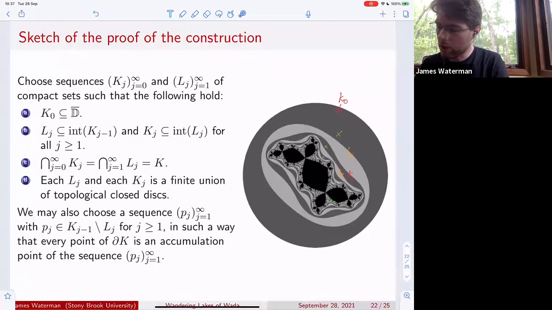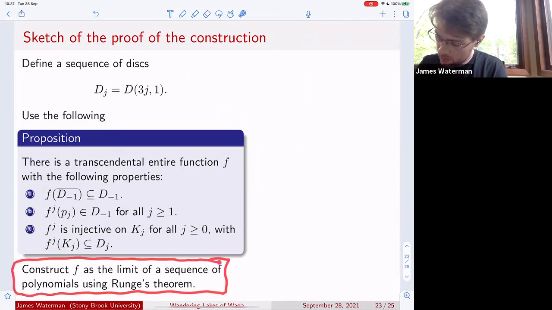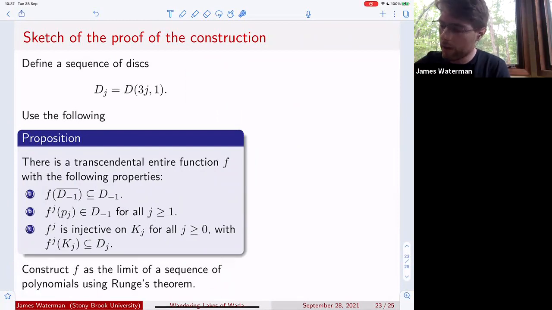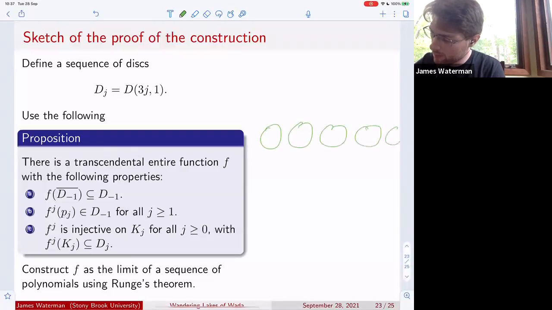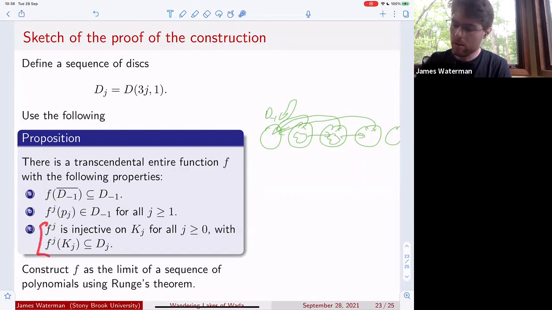All right, so once we have this setup, what we then do is we define a sequence of disks, and we use the following proposition that we've obtained as the limit of a sequence of polynomials using Runge's theorem. So we define the sequence of disks. We have this here. And what we say is that there exists a transcendental entire function for which the closure of this, D minus one, maps nicely into itself. And we have that these P's map back here after some point, which I'll explain a bit more in a second. And we also want that on these K's, we map forward and we have that F is injective on this K sub J, nicely mapping and translating forward.